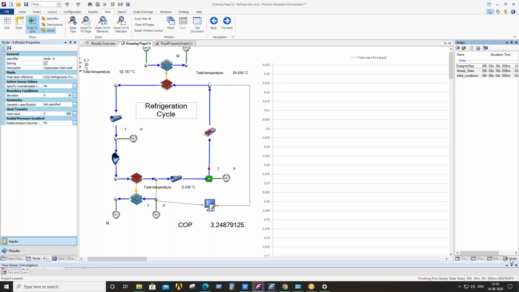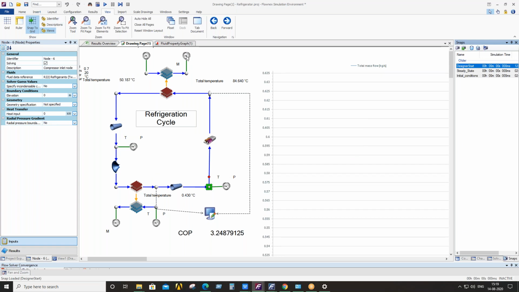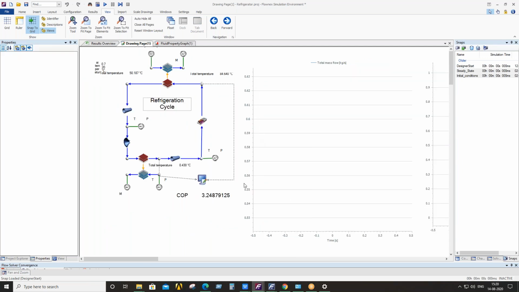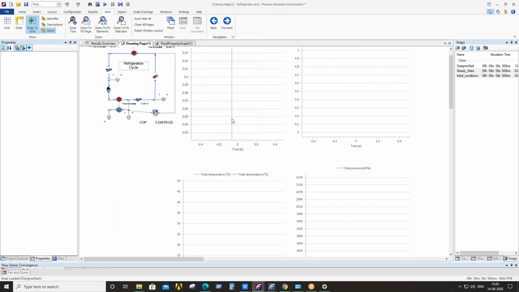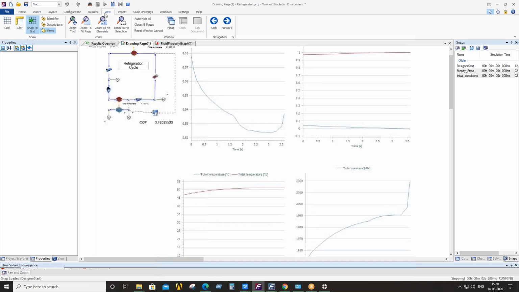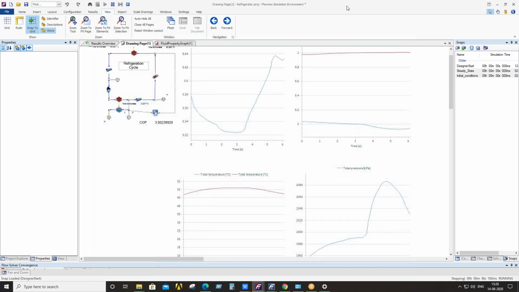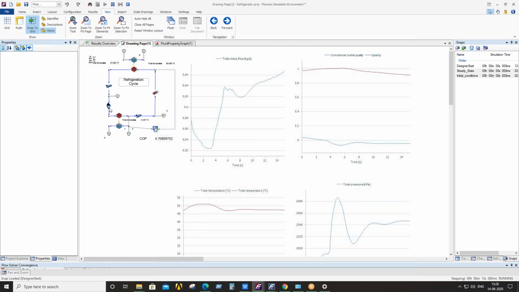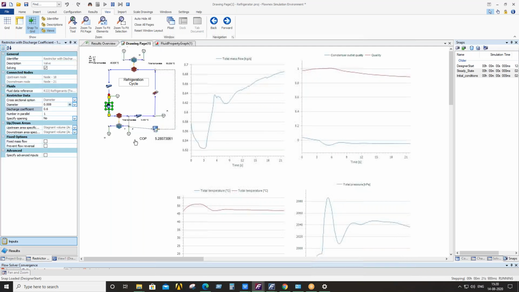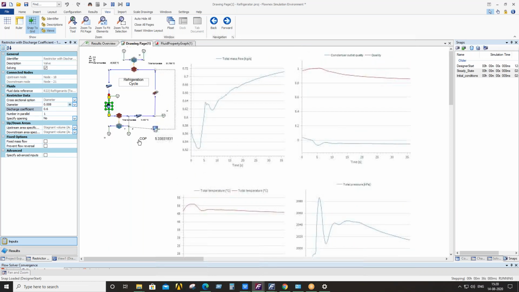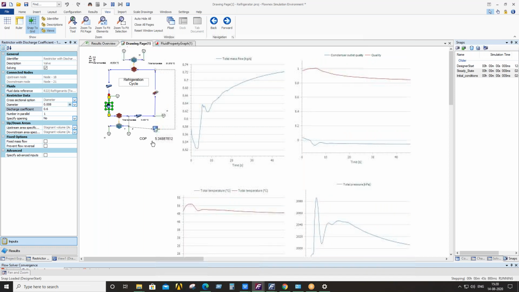So this is the cycle. If I run the transient scenario for this cycle, some temperature parameters and some pressure parameters will change. That will be reflected on the system. So Flownex has the capability to show the changes in the system, and we can rectify those changes according to our design specification or our need. So here you can see the total mass flow and everything is changing. We are now changing this diameter, so this flow is also changing. This temperature is also changing. Due to that, there is an effect on the coefficient of performance of this cycle.